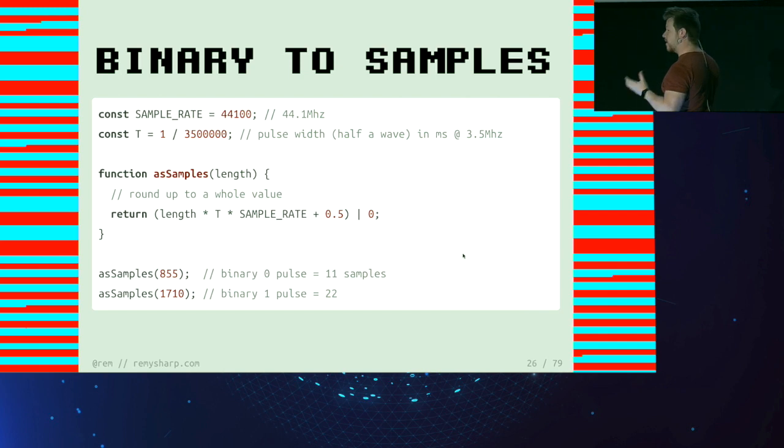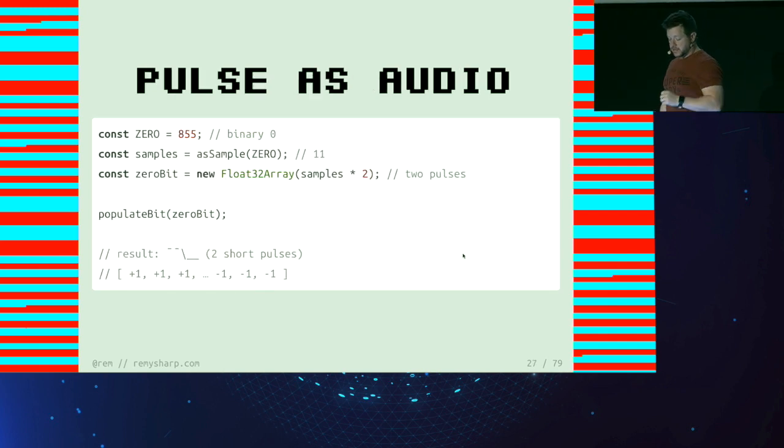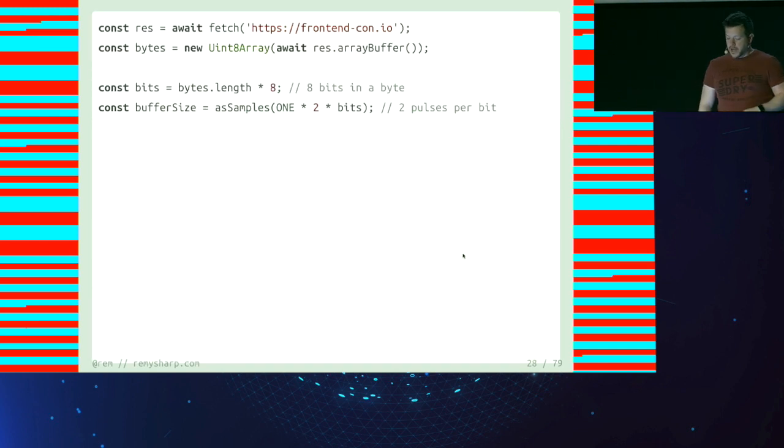So now that I know how many samples I need, I can make some audio. So here I've got the length of 0. I'm going to create a float array, because I need the up and the down of the wave, so it's twice the length. And I'm going to populate it with bits. And I end up with a wave that looks like this. So positive 1 for 11, negative 1 for 11. I've got 22 samples make a binary 0. You're following this, right? Good.